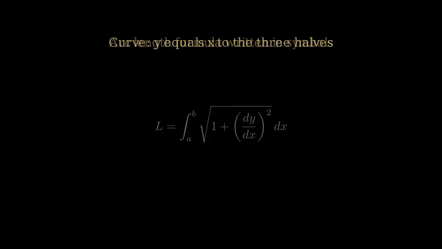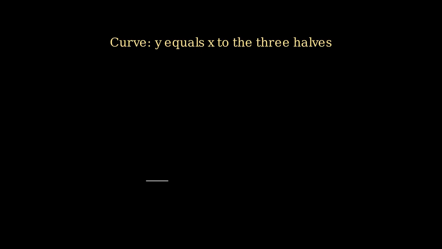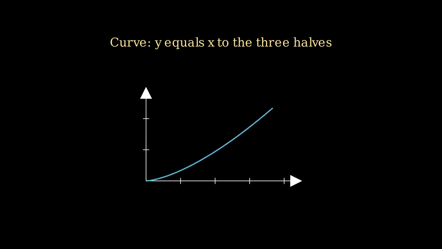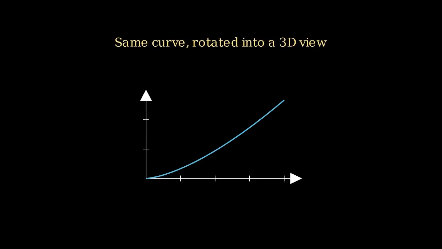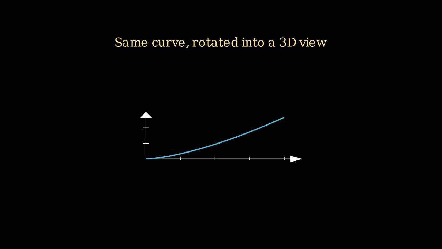Consider the curve y equals x to the 3 over 2, shown here in a two-dimensional view, from x equals 0 to x equals 4. Now watch as this same curve lifts into a three-dimensional view, tracing the identical path above the xy plane, so the same shape can be seen from a new angle.